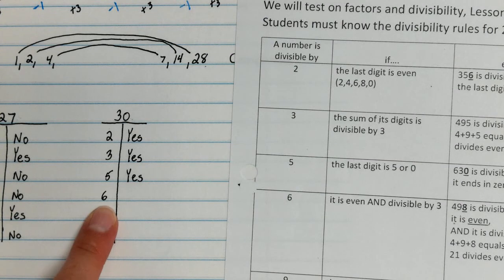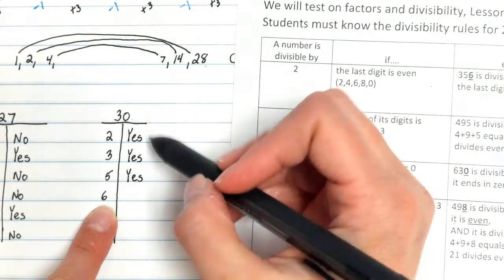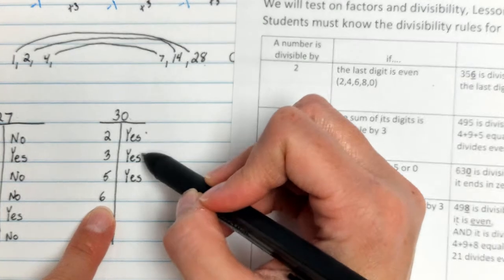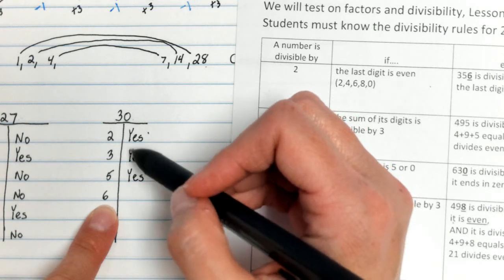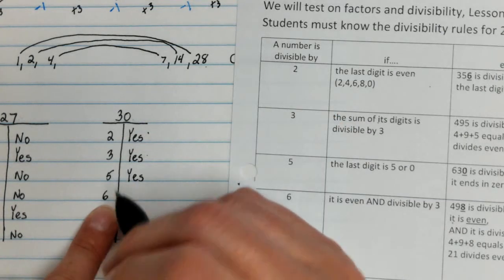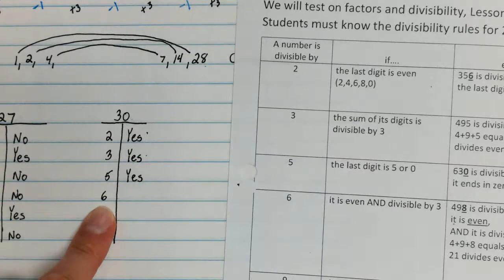Now 6 has to be divisible by 2 and 3. So I look up here. This is yes and this is yes. If both of these are yes, then 6 is a factor of the number. Is 6 a factor of 30? Yes. Show me.